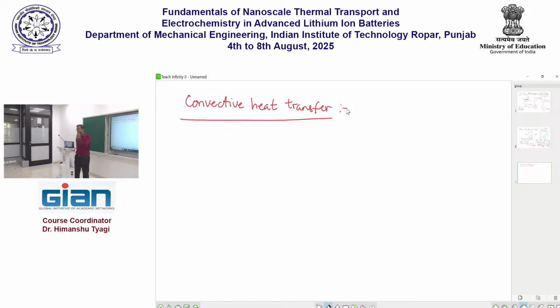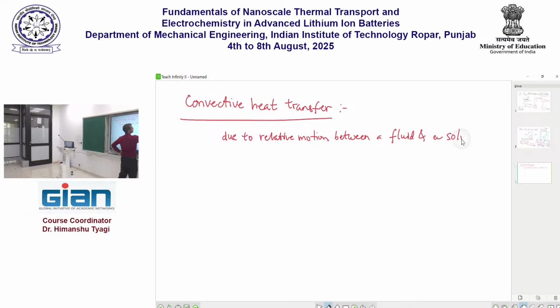And convective heat transfer is the heat transfer that occurs due to relative motion between a fluid and a solid. So you need to have a fluid and a solid. When I say a fluid, the word fluid could refer to either a gas or a liquid.